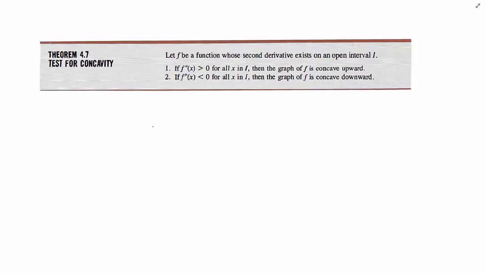So last time we talked about the functions increasing or decreasing part. So this time we want to talk about concavity. So let's look at theorem 3.7. Number 1, if f double prime is greater than 0 for all x in I, then the graph of f is concave upward. And if f double prime is less than 0, then it's concave down.